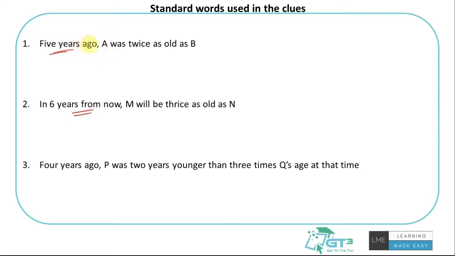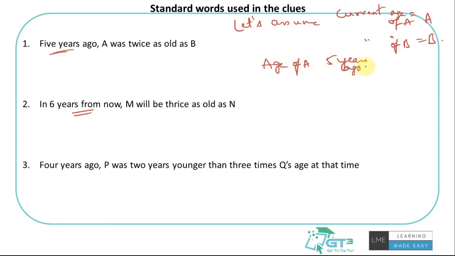So it is like this. 5 years ago, A was twice as old as B. Let's assume the current age of A is A years and the current age of B is B years. What will be the age of A 5 years ago? If my current age is 20, what will be my age 5 years ago? It will be 20 minus 5, right? What will be my age after 6 years? If my current age is 20, after 6 years my age will be 20 plus 6. That's what you need to do as well.